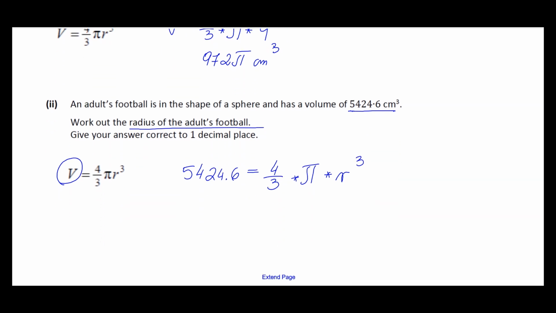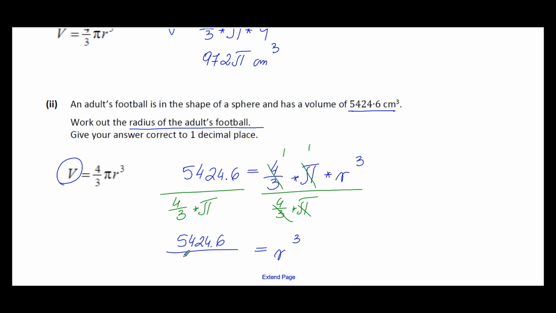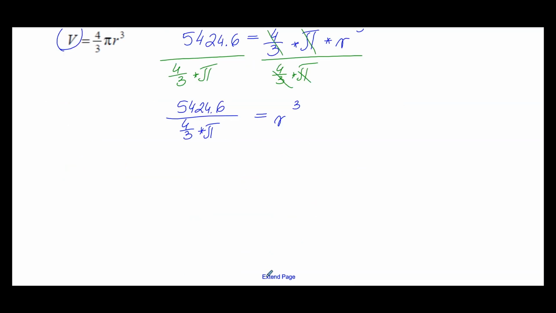So where are we going with our calculation? We want radius on its own, not radius multiplied by pi and another number. So how do we eliminate multiplication? By dividing both sides of the equation. So we divide by 4 over 3 multiplied by pi. So here that simplifies to 1. So on this side of the equation, I have radius to the power of 3, and on the other side, we have the fraction. Now, we want what? Radius, is it not? Not radius to the power of 3.